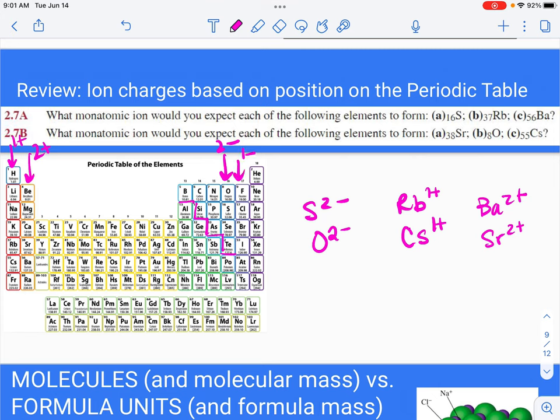You should also know that these are 1- as halogens, and this group down to the stair steps will be 3-. You should also know aluminum is 3+, zinc and cadmium are 2+, and silver is 1+. We'll talk about this a little bit more when we go to naming and formula writing.